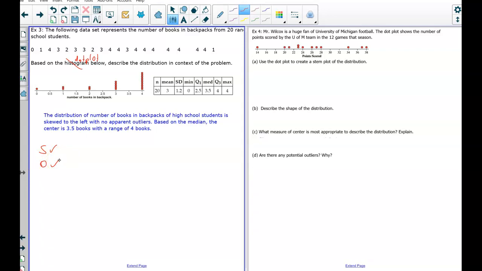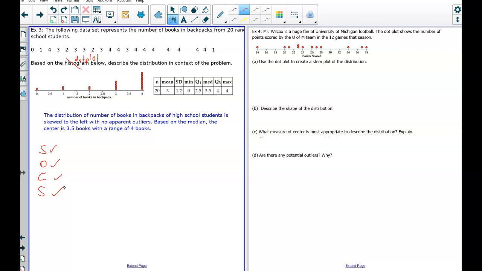Since the distribution is skewed, when the distribution is not roughly symmetric, you should use the median as the center. And we can see from that little summary statistics that the median, MED, is 3.5. So based on the median, the center is 3.5 books. And for now, we're just going to use the range. And the range is a single number. It's the max minus the min. So 4 minus 0 is 4 books. And that would be the description.